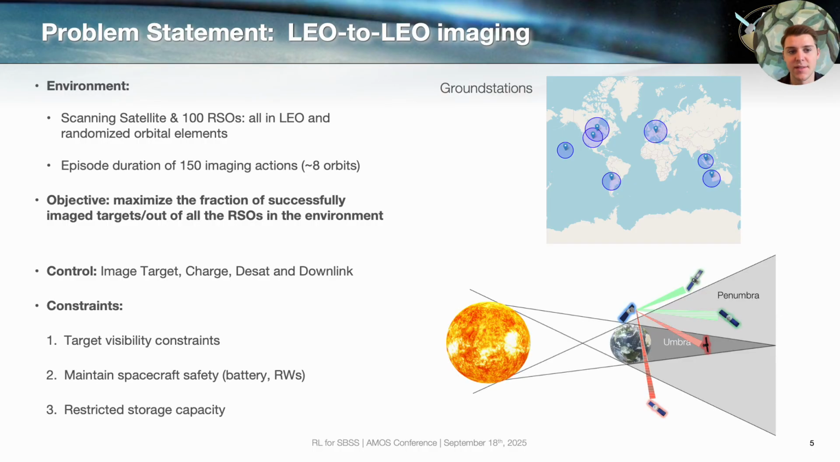The main constraint is target visibility, meaning that we care about whether we have current line of sight with the target we're trying to image, what its illumination factor is, and whether it is sufficiently illuminated for us to actually see it. As I mentioned before, there are also spacecraft safety constraints in terms of battery levels and reaction wheel limits. We're also considering a restricted storage capacity such that the agent is forced to downlink every once in a while in order to free up its buffer to do new images.